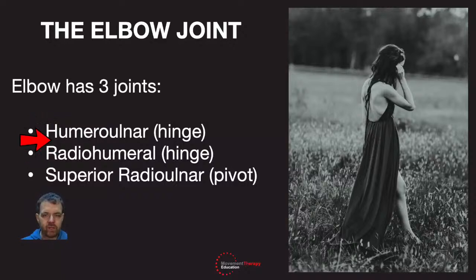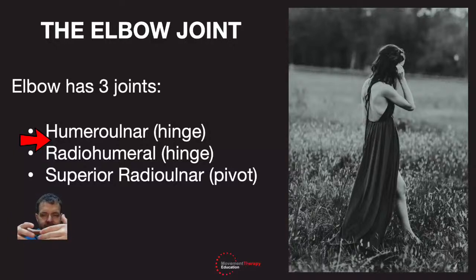Okay, but both of those joints together, because we've got one bone in the upper arm, two in the forearm, and those two in the forearm will join the humerus on each side of the lower part of the humerus.